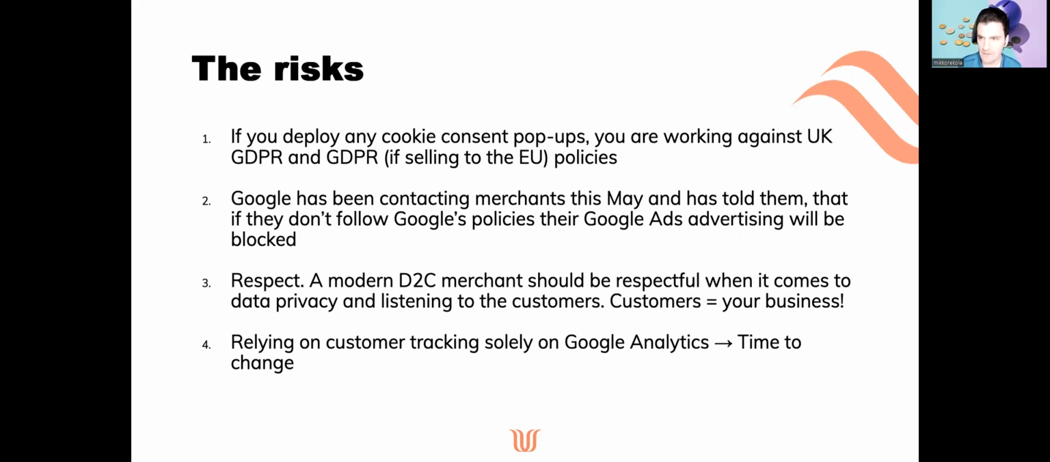If we still talk about the risks, what are the risks that occur if you haven't implemented this kind of a setup properly, or that you have implemented this solution but it's not working as it should, which we've seen in many cases. If you deploy any cookie consent pop-ups, and if you haven't implemented such, you are not following the policies. So of course, our basic recommendation here is to please follow those policies. Then the second risk is that Google has already been contacting merchants this May, both in the UK and mainland Europe, and has told them that if you don't follow Google policies when it comes to consent tracking, your Google Ads advertising will be blocked. We noticed that from our merchants that has happened extensively in the past 2 weeks. So you need to have a proper setup when it comes to the cookie consent, and you have to deploy that to all of those stores that work in these current markets. Otherwise, even Google isn't happy.